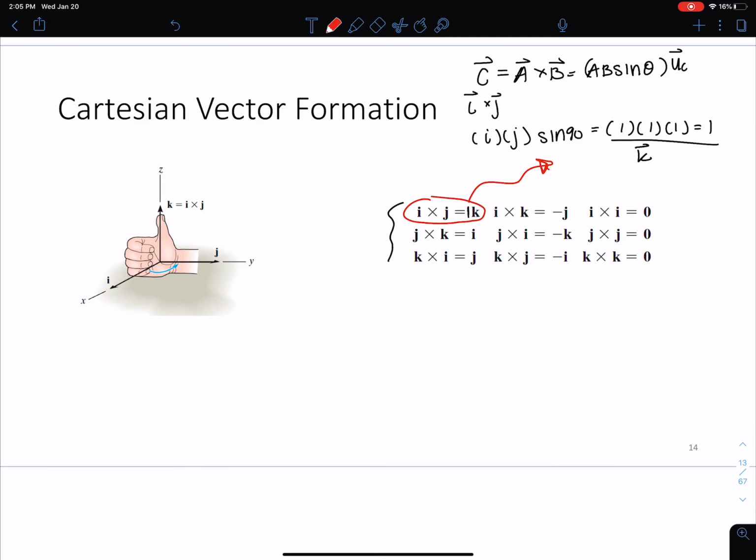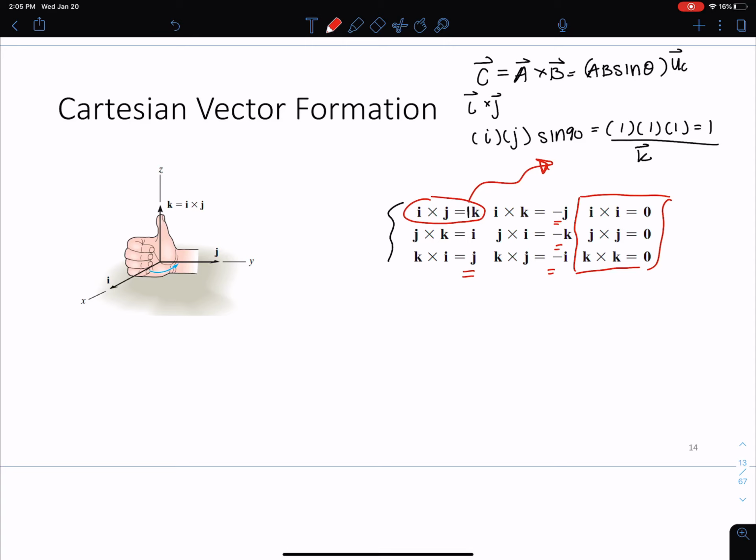Now, all the rest of these come up in the same way. So what you'll notice here is any unit vector crossed with itself is 0, right? I cross J, J cross K, K cross I is just the opposite unit vector that wasn't included. And if we switch them, we get the negative.